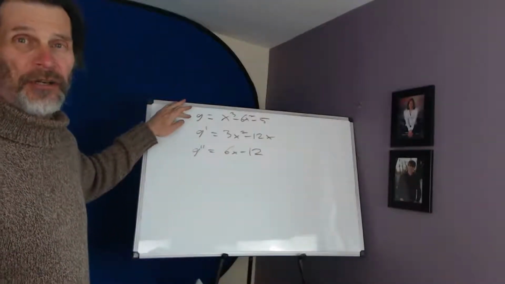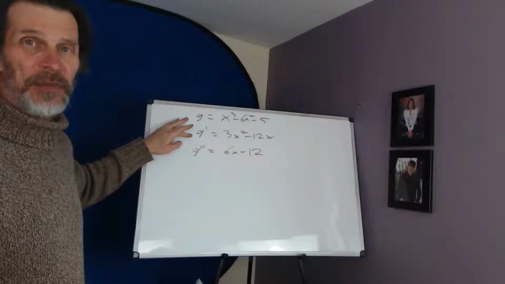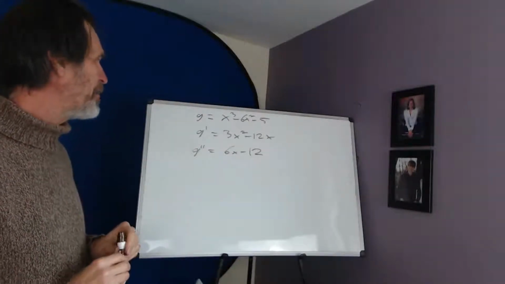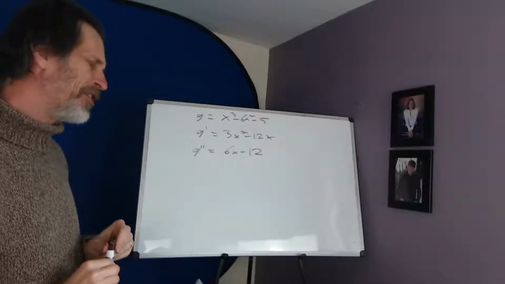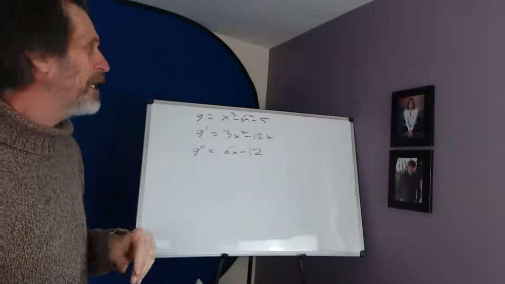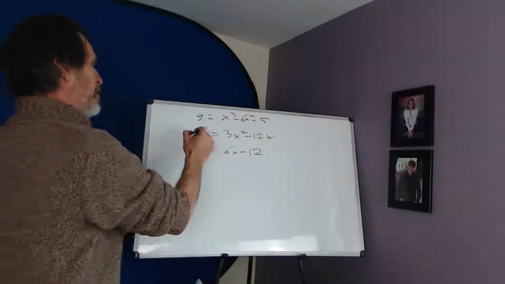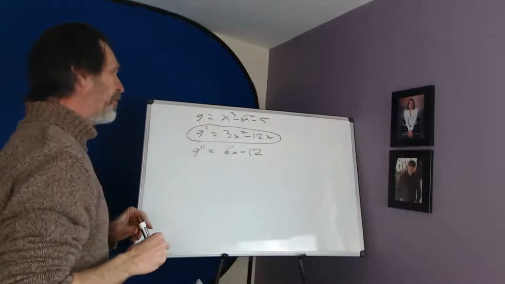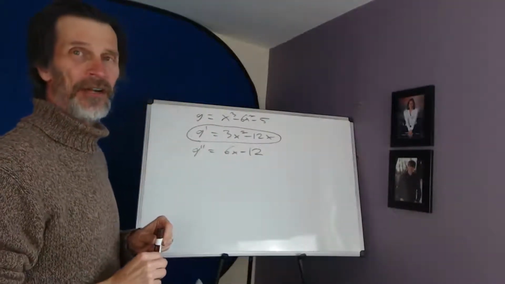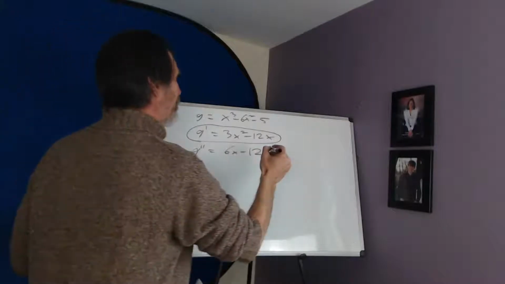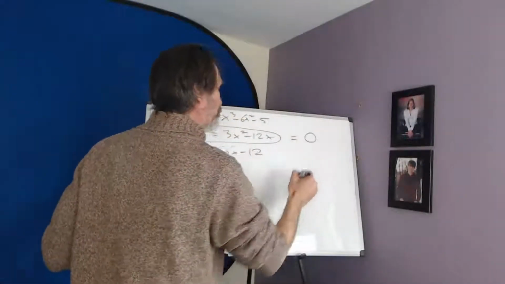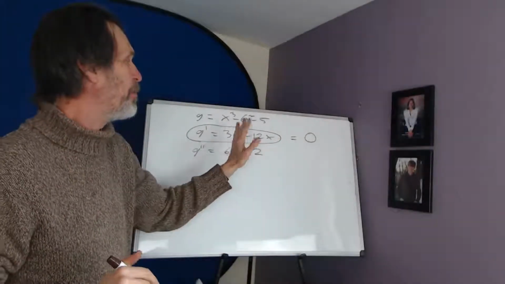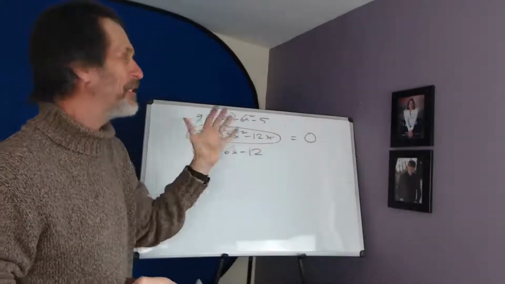G gives me points on the graph. G prime tells me whether the function is increasing or decreasing on an interval. G double prime tells me whether the function is concave up or concave down on an interval. So what I'm going to do first when I make my chart is consider this derivative. This tells me whether the function is increasing or decreasing. If I set it equal to 0, that's when the slope is 0. That's when it's neither increasing nor decreasing. And that's going to give me the borders between increasing and decreasing segments.